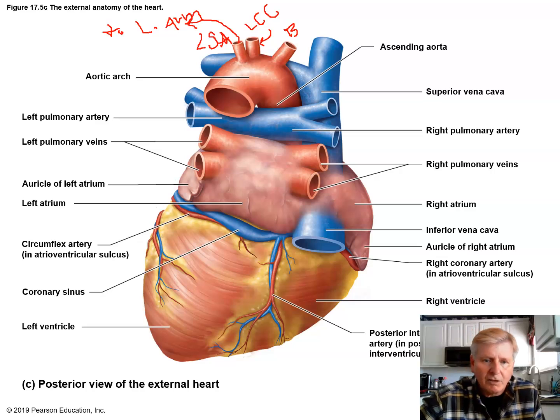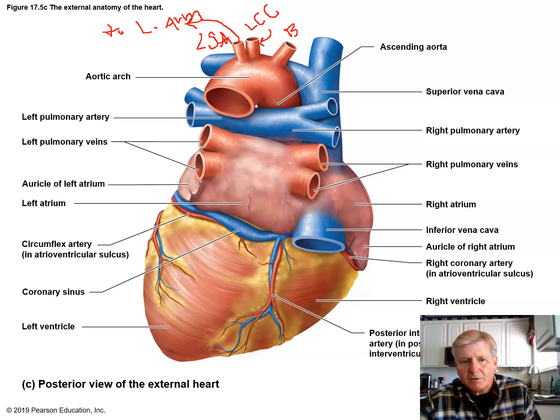All right. Then, of course, the four pulmonary veins, which are on the posterior side of the left atrium. The circumflex artery traveling in the coronary sinus, and you can see the posterior ventricular artery traveling with the middle cardiac vein on the posterior side of the heart. But you can see how flat that left ventricle is.